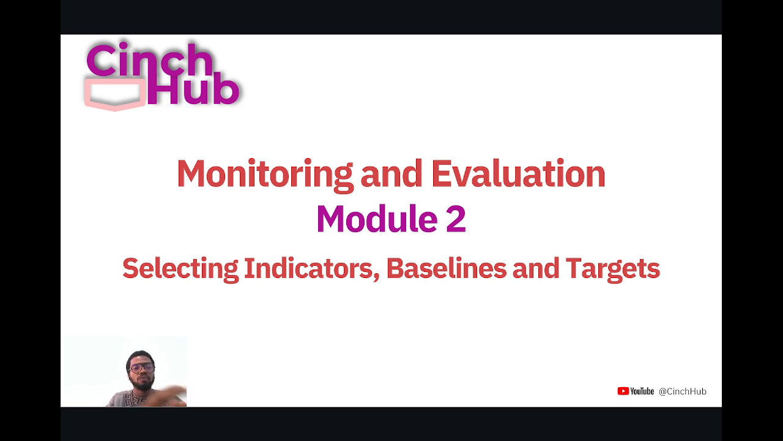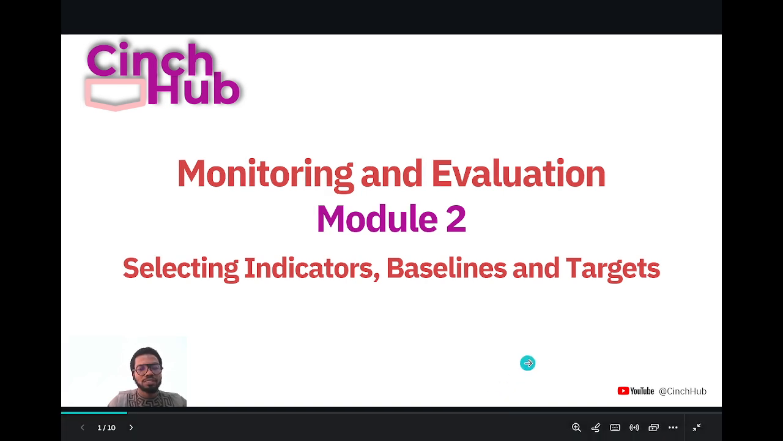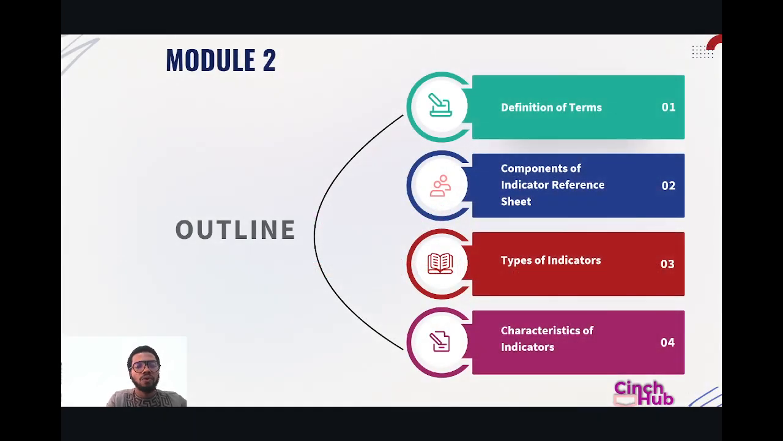Thank you. So for today, we'll be talking about the second module, which is selecting indicators, baseline, and targets. We will look at the respective indicators, what they are, the baseline, and also targets. Now, for the outline for today, we'll be discussing the definition of terms. We'll be talking about the components of the indicator reference sheet. We'll also discuss types of indicators, and lastly, we'll talk about characteristics of indicators.